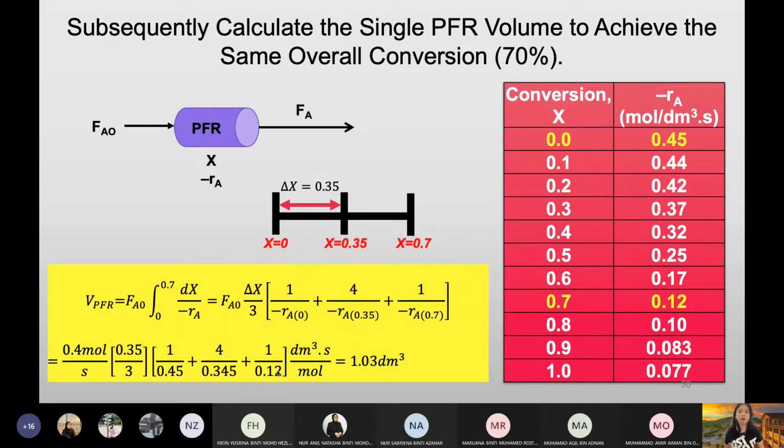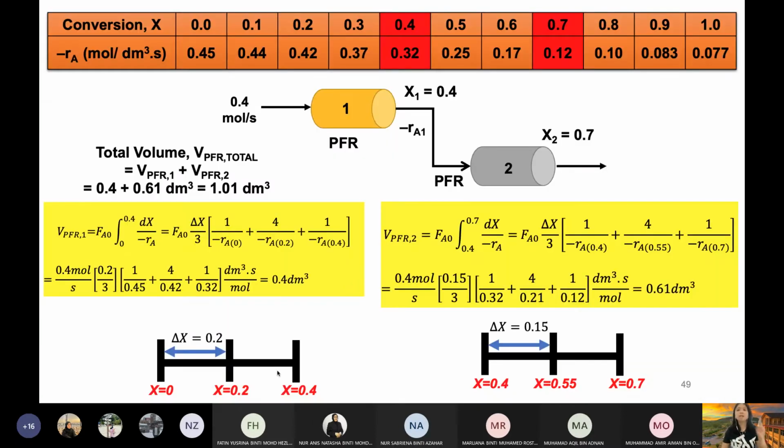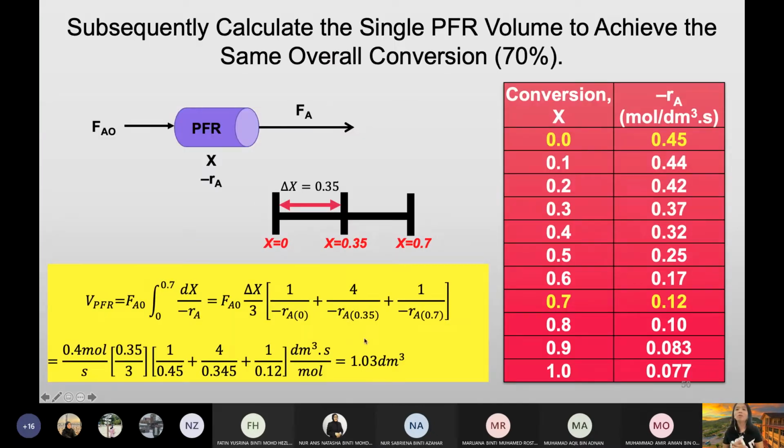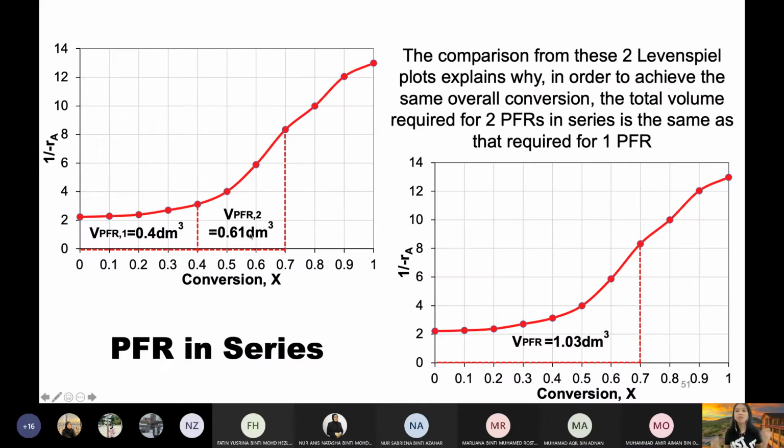However, what about PFR? If you notice, if I use two in series, the total volume is 1.01. If I use one single PFR, it is 1.03, almost the same actually. So you might wonder why in PFR the volume is almost the same, but for CSTR it is very different? Why? Look back at the Levenspiel plot.